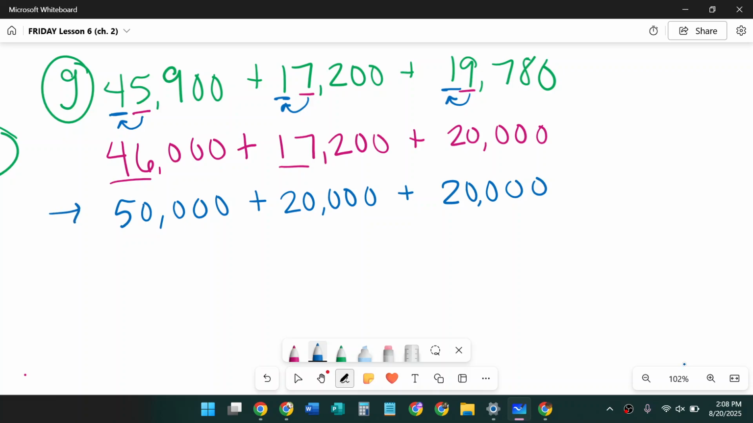This is much easier. So 50 plus 20 plus 20. So I have this many thousands added together. So that would be 90,000. Now this is my estimate because I've gotten all these together. All right, so we're going to add them in pieces.